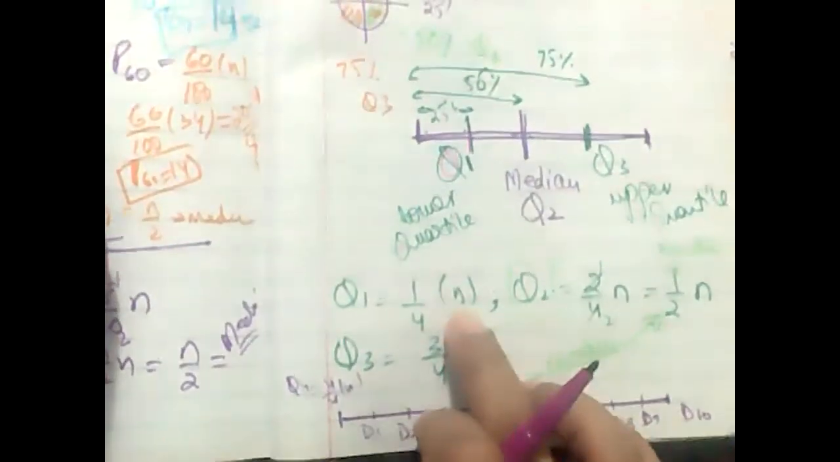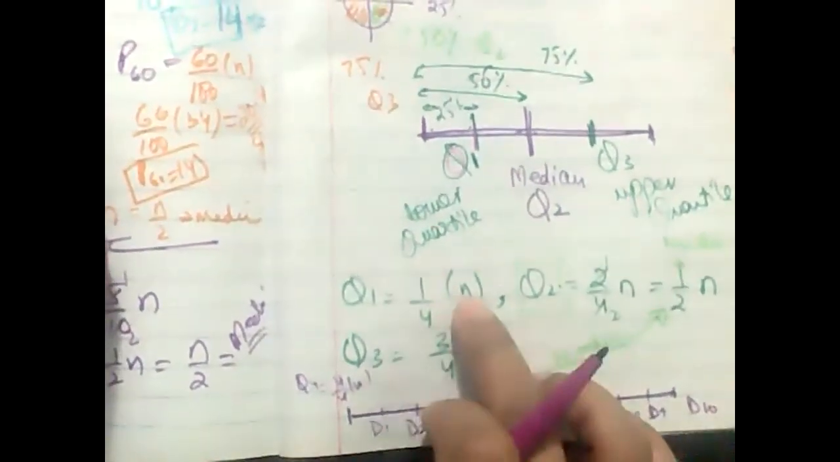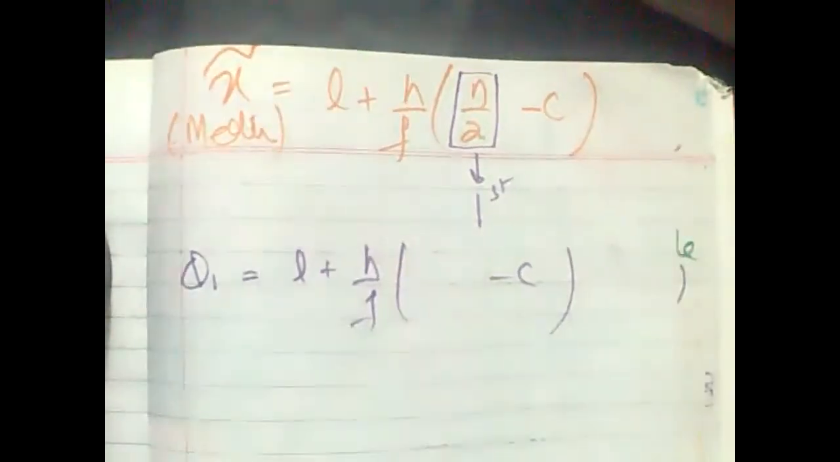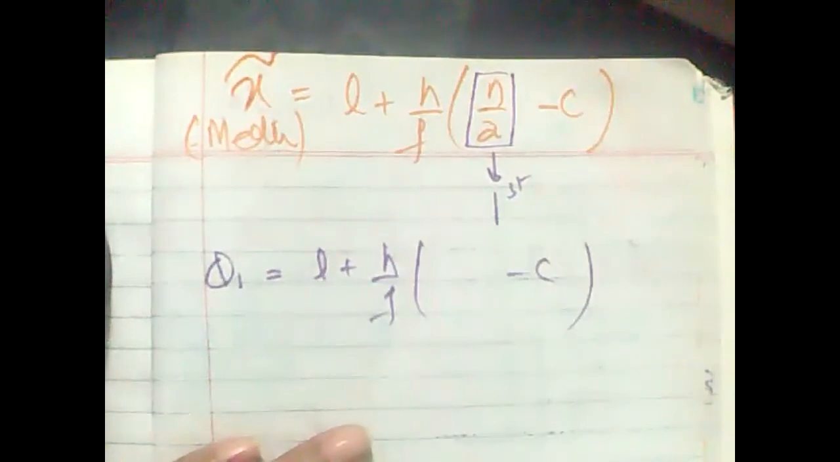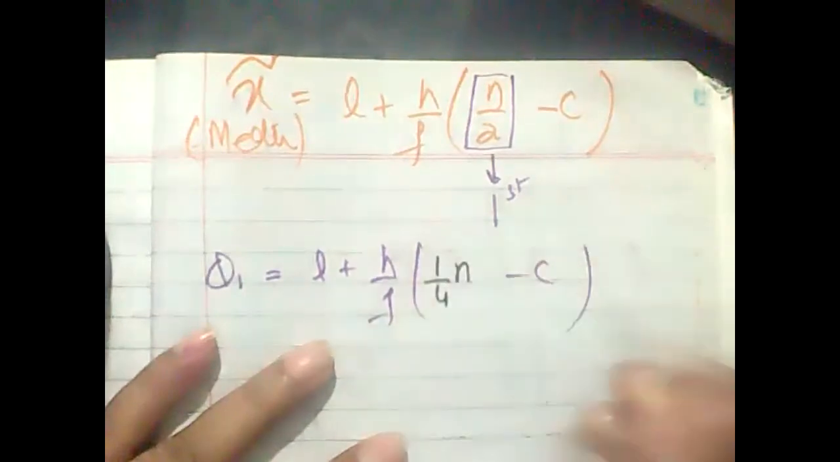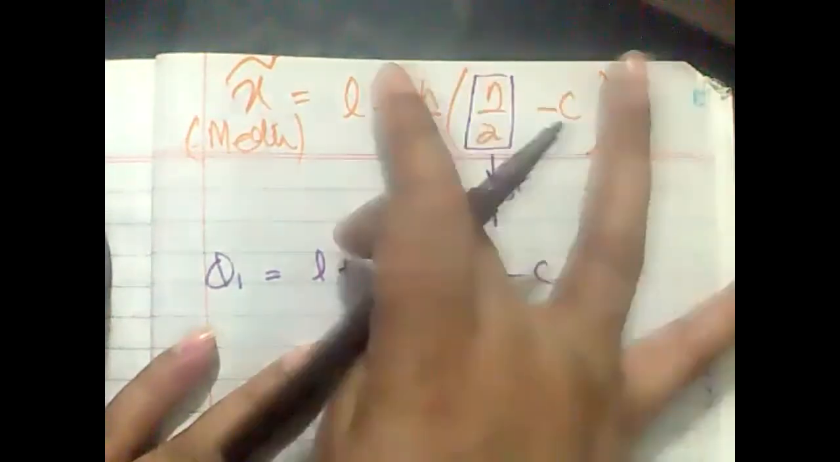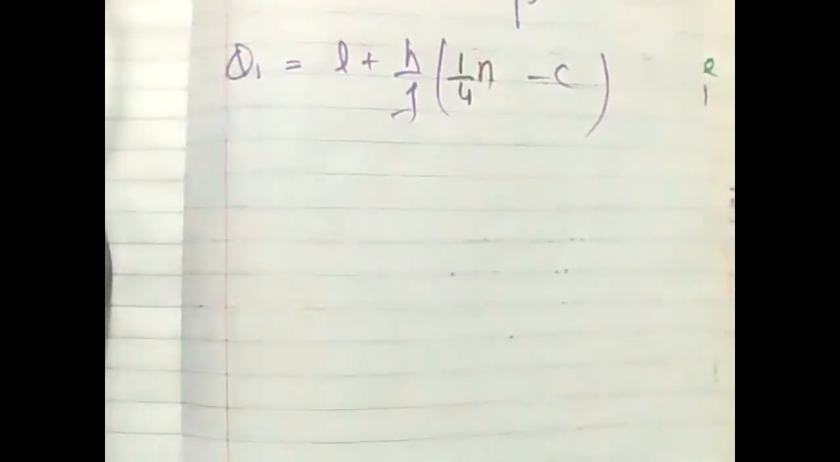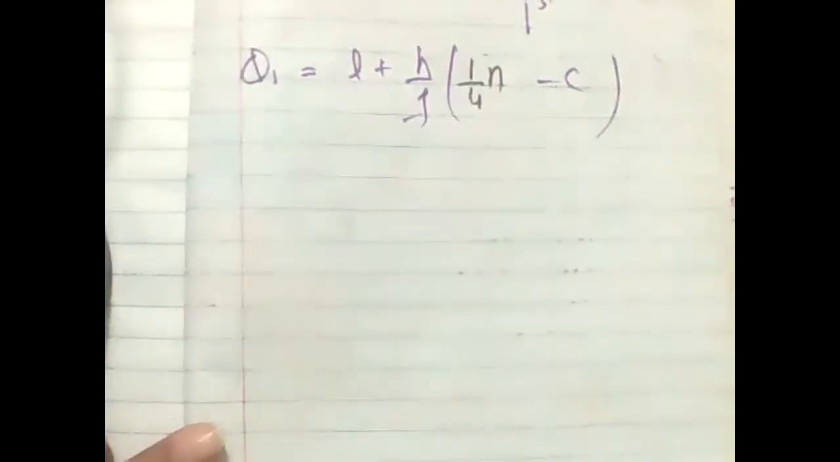Let's recap one thing. Q1 is 1 upon 4 of N. So in the place of this, what am I going to write here? I'm using some other pen to keep the difference. I'm writing here 1 upon 4 of N. The rest of the things are the same and the procedure will be the same. I will show it to you. Okay, I'm writing the formula for one more.